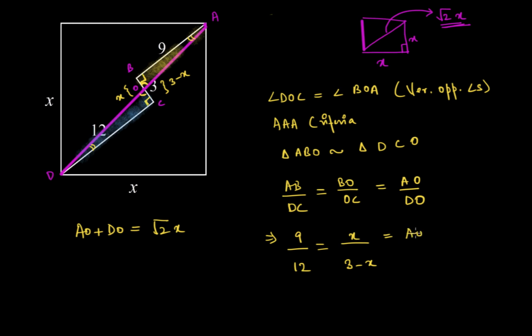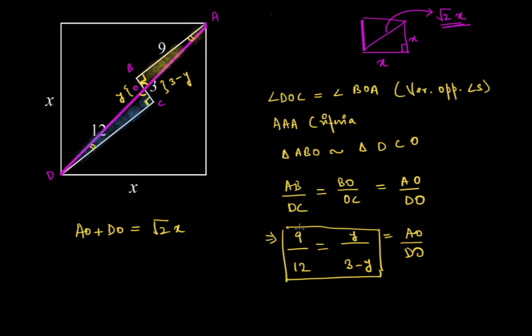Let me write this here, AO upon DO. So using this equation, we can easily find the value of x. Actually, let's take some other value, because x is actually the side, the length of this square. So in order to avoid confusion, let's say that this is y. So this will be equal to 3 minus y. So this is y upon 3 minus y, y upon 3 minus y. So using this, we can easily calculate the value of y.